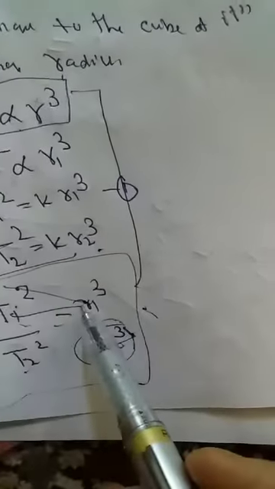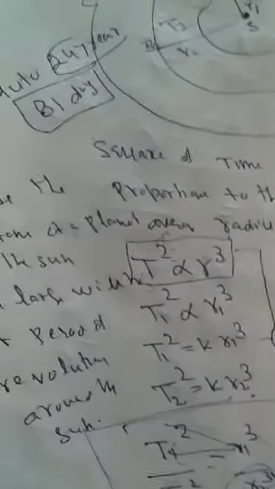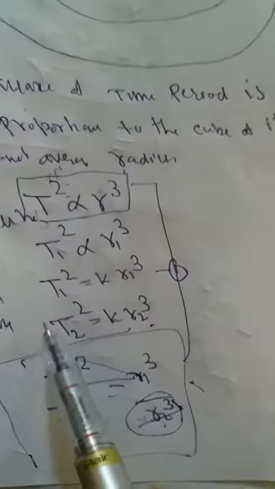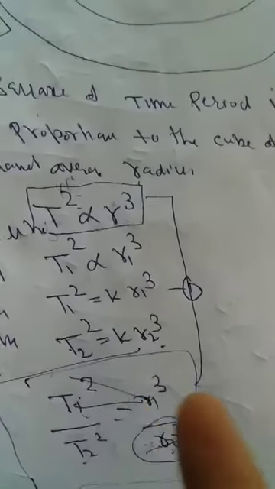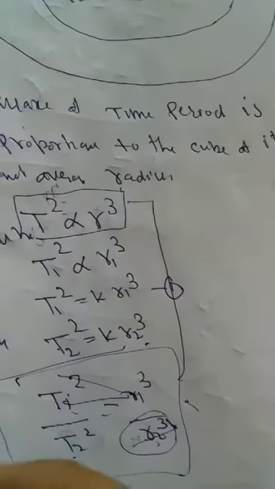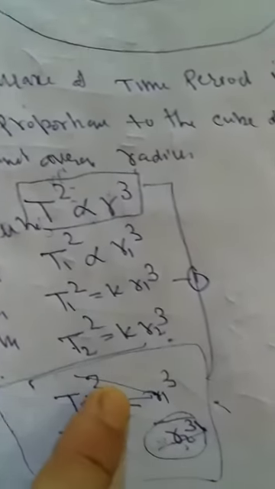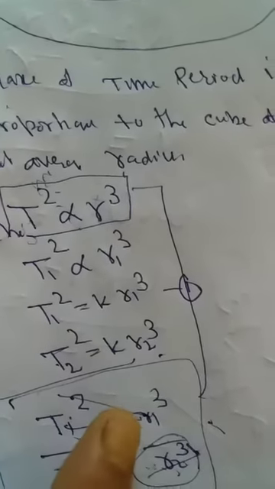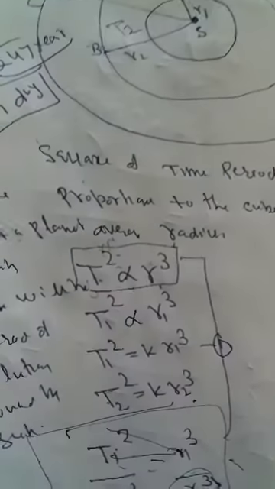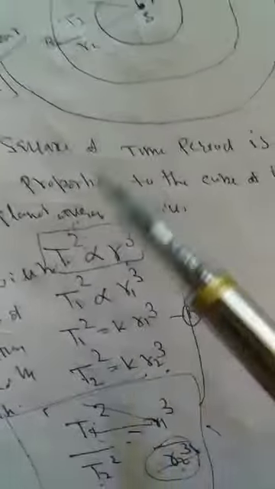That means we have also concluded that the planet which is nearest has the least period of revolution, and the planet which is farthest has the largest period. The larger the distance of a planet from the sun, the larger will be its period of revolution around the sun. The period of revolution of the farthest planet, Pluto, is around 247 years. This is because of this relation. And for the nearest planet, Mercury, it is only 81 days.